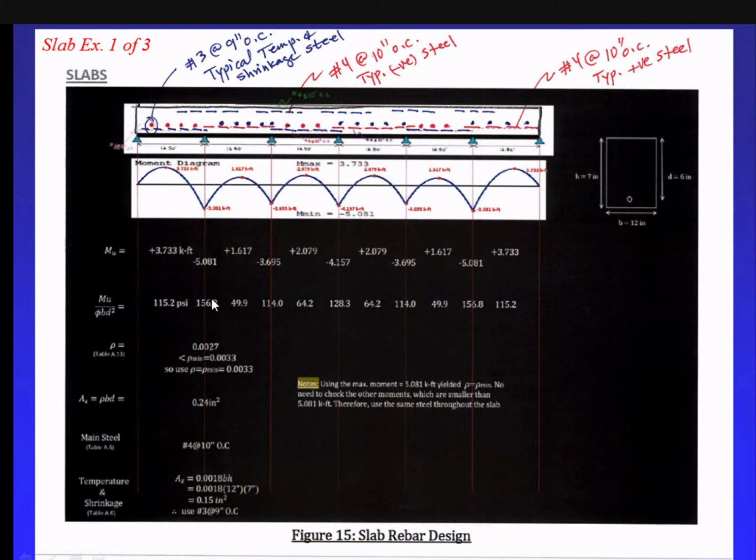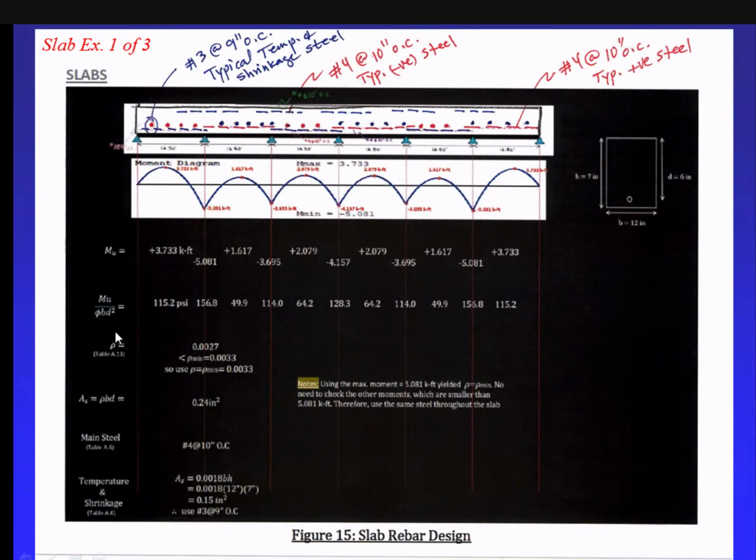So if I do that, I do mu over phi bd squared. Mu is 5.081. Remember, this is kips foot. I need to multiply by 12 to get it in inches and 1,000 to get it in pounds. Why? Because the table in the back, when you use this term, mu over phi bd squared, they want it to be in PSI. So I have to multiply the moment by 12,000. We've seen it a lot in the example. Divided by phi is 0.9, we assume it.